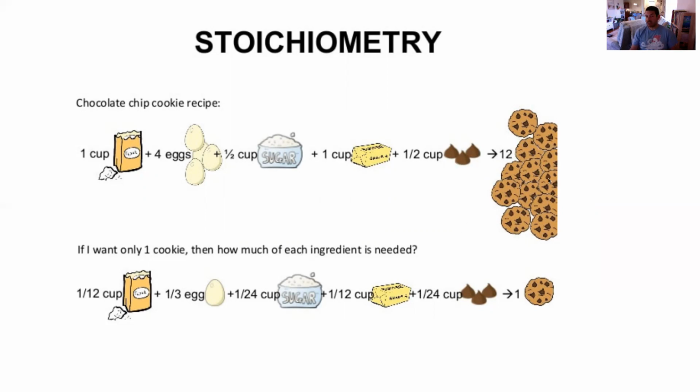So here, since I only want 1/12 of the total number of cookies, I'm going to take my 1 cup of flour, I'm going to divide it by 12. I'm going to take my 4 eggs, I'm going to divide it by 12. 4 divided by 12 is going to be 1/3. I'm going to take my half cup of sugar, I'm going to divide that by 12. 1/24 cup of sugar. I'm going to take my 1 cup of butter, I'm going to divide that by 12, right? 1/12. My half cup of chocolate chips, I'm dividing that by 12, 1/24. And my 12 cookies that I should make, I'm now dividing by 12 as well. That's going to be just 1 cookie.